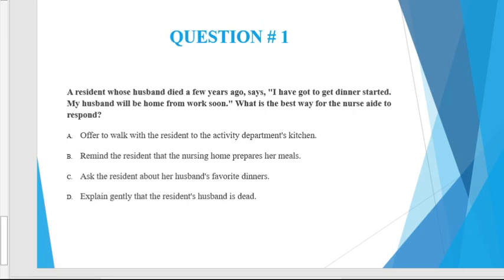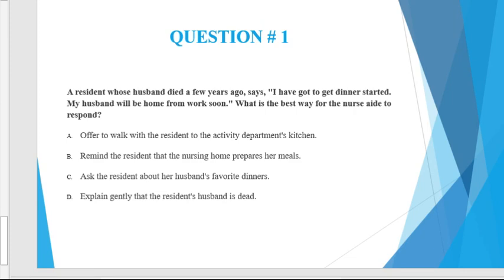A says, offer to walk the resident to the activity department's kitchen. Oh, okay. So that she will start preparing dinner for the late husband. B says, remind the resident that the nursing home prepares her meals. Does it prepare the resident's meal or the husband's meal? I don't know which one. C says, ask the resident about her husband's favorite dinner and explain gently that the resident's husband is dead. That is the worst thing you would do, telling her that the husband is dead. Then you will be there facing arguments.